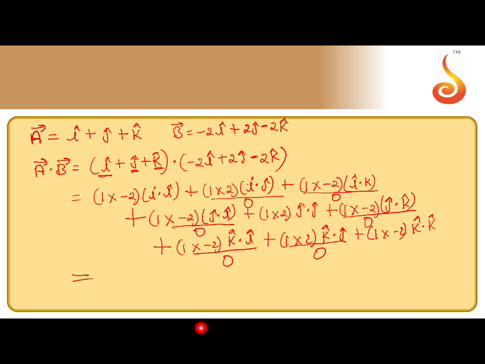When I take the remaining terms, this will be minus 2 i dot i, which is 1. Then 2 into j dot j, equal to 1, so plus 2. Then k dot k equal to 1, so minus 2 into 1 will be minus 2. So the answer will be minus 2 units. This is how you find the dot product between two vectors if the vectors are given in the form of unit vectors.